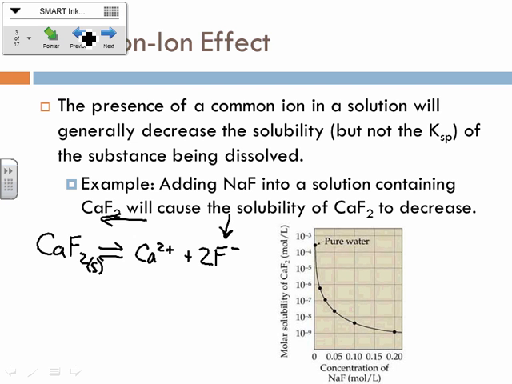That extra F minus starts to react with some of this Ca2 plus to go back to CaF2 solid. So I increase the amount of solid that's in my solution at that point, and I decrease the amount of calcium ions that are in that solution. Does that make sense?